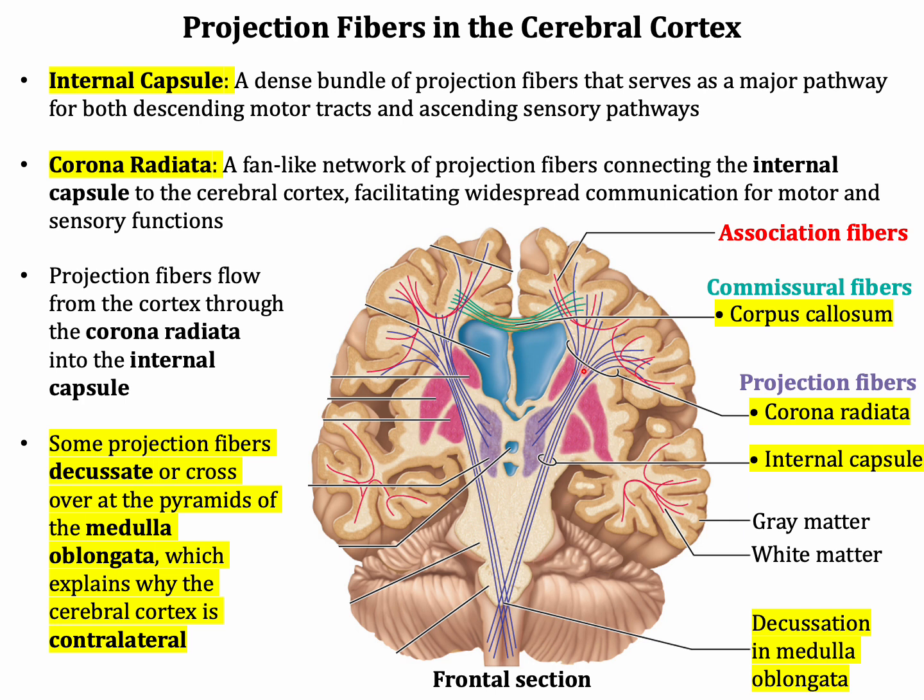The internal capsule forms from these radiating fibers, or what we call the corona radiata, a fan-like network of projection fibers connecting the cerebral cortex down to this internal capsule. All right, so that's how the information would flow if we're thinking about descending: corona radiata to the internal capsule, navigating down, maybe decussating in the medulla oblongata, right? And then those fibers continue on as tracts down the spinal cord.